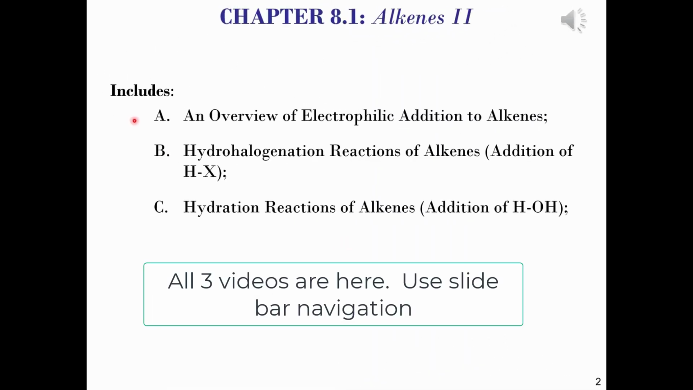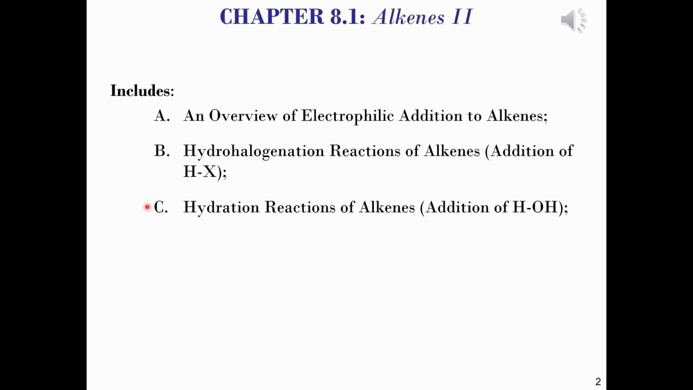In the first video we will look at a general overview of electrophilic addition reactions to alkenes. In the second video this will then focus in on a specific example known as the hydrohalogenation reaction, which involves the addition of HX, where X is a halogen. In video 3 of 3 we will then consider a second type of electrophilic addition reaction. This is known as the hydration reaction, and these involve the addition of water across an alkene.